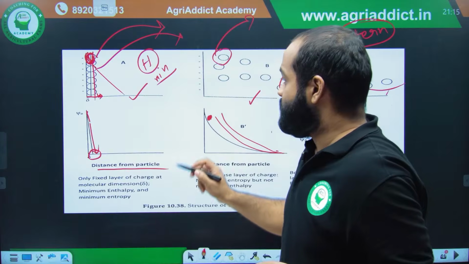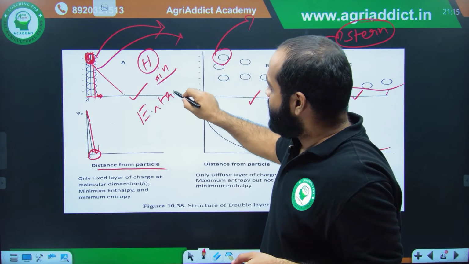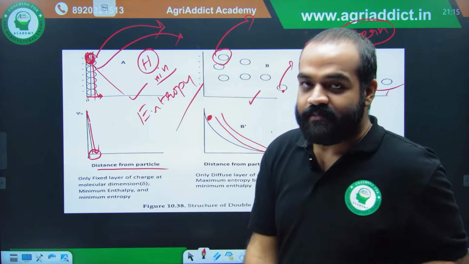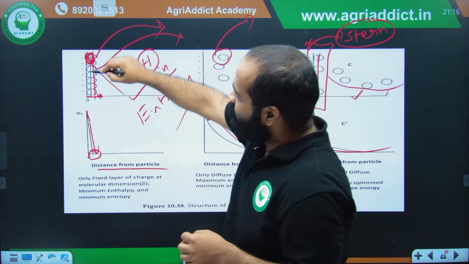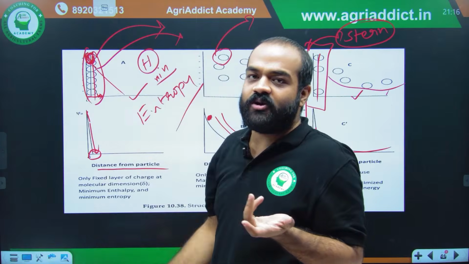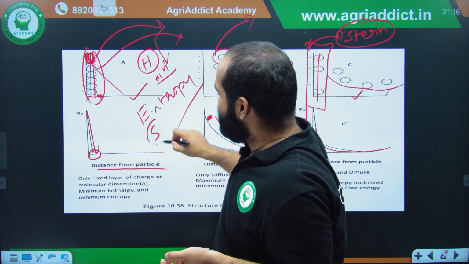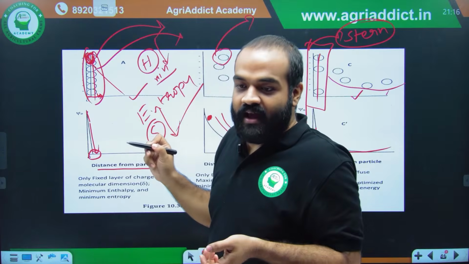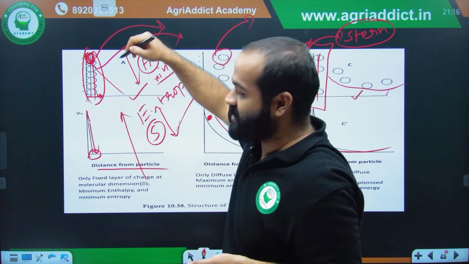That is minimum. But there is one more problem, that is entropy. Entropy we all know. Entropy is the measure of randomness, right? Here you can see these cations are not at all random. So enthalpy is minimum, but its entropy is also minimum. Our aim is to minimize enthalpy and maximize entropy.